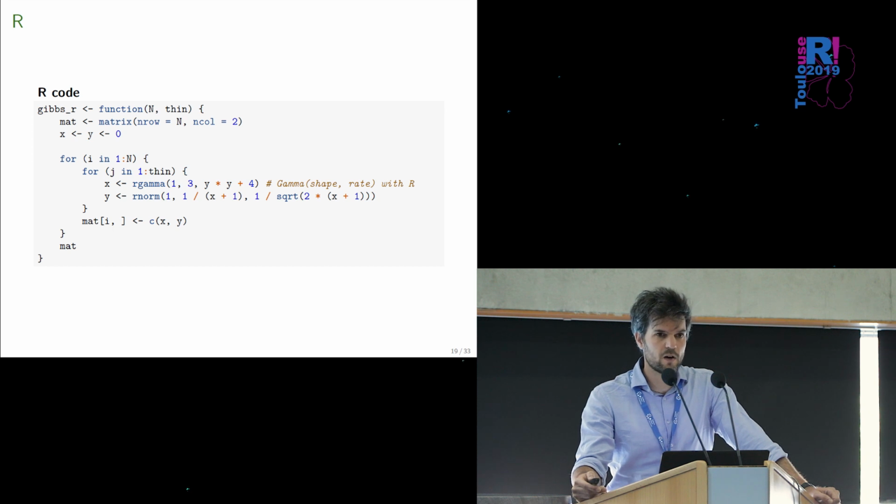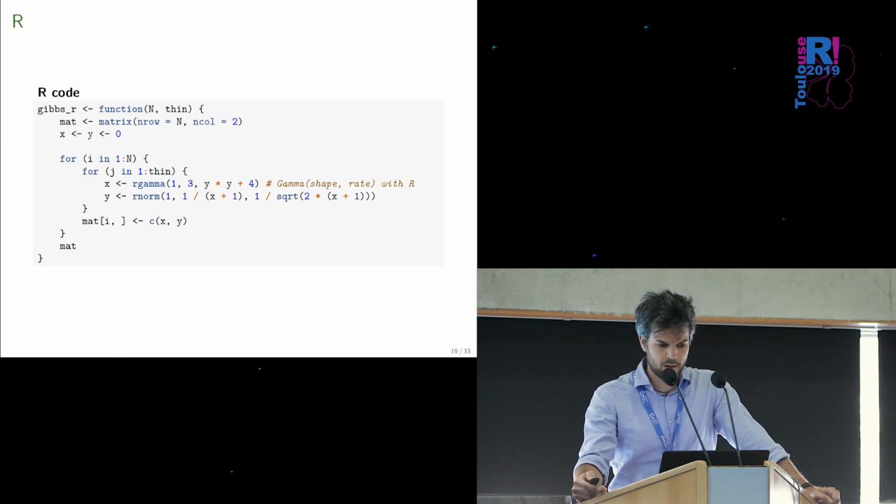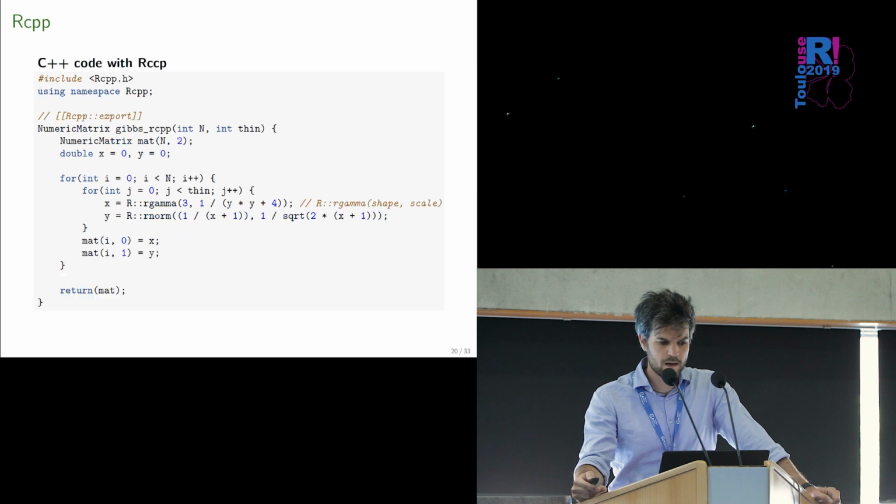So this is the R code for my Gibbs sampler. As you can see, we are drawing X, and it is a function of Y, and Y is also drawn randomly using a normal distribution and is a function of X. So this is the R code. We use rgamma and rnorm from R.